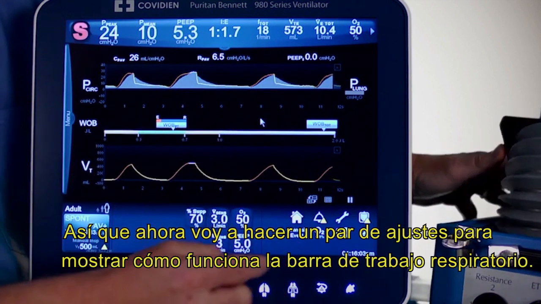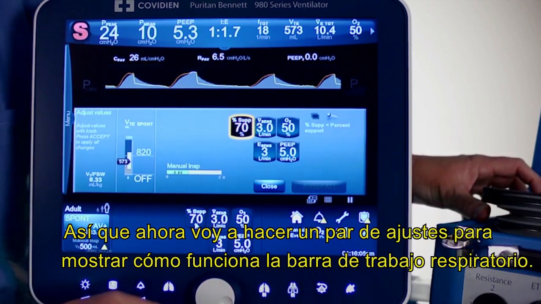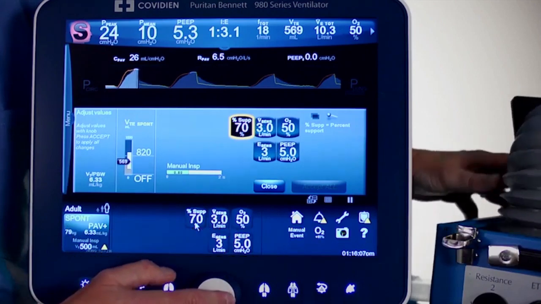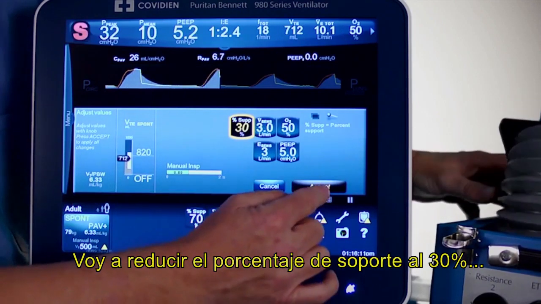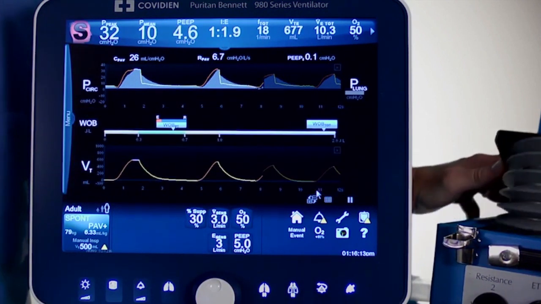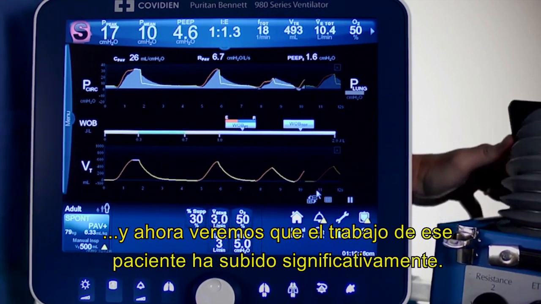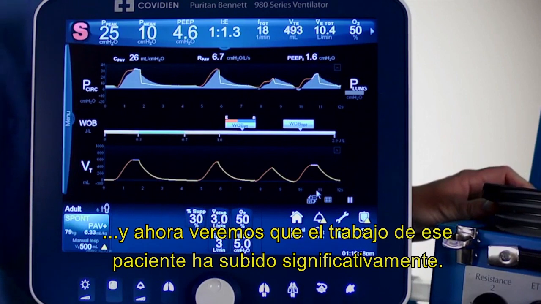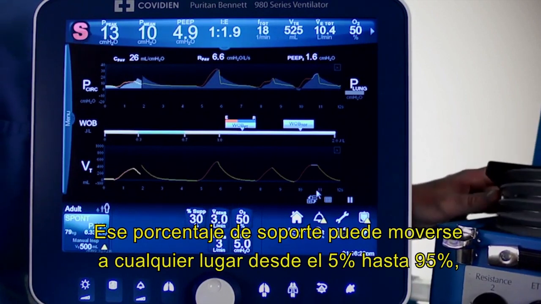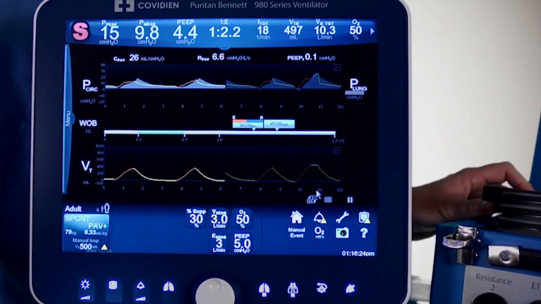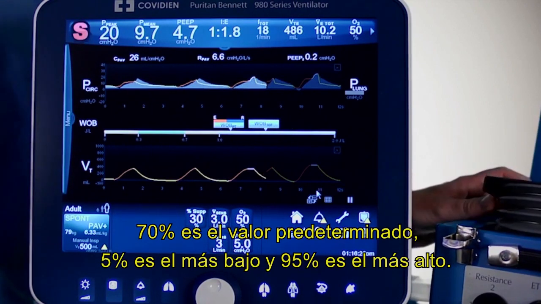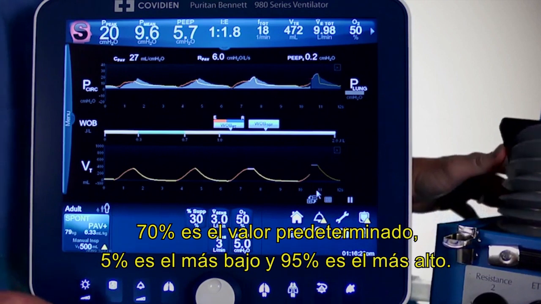And so as I look at this, I'm going to go ahead and make a couple of adjustments so you can kind of see how that work of breathing bar works. I'm going to put the percent support down to 30%. And now we'll see that that patient's work has moved up significantly. So that percent support can be set anywhere from 5% up to 95%. So 70 is the default, 5% is the lowest, and 95 is the highest.